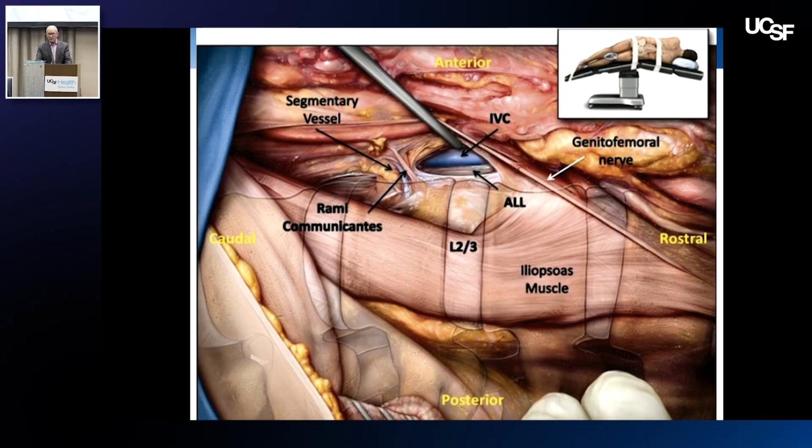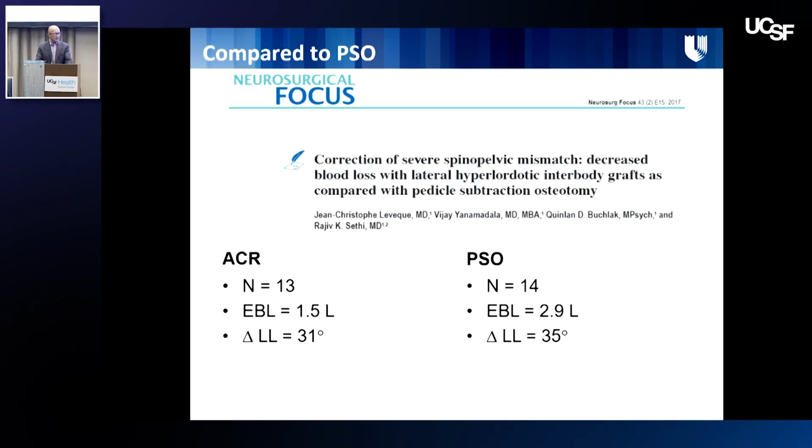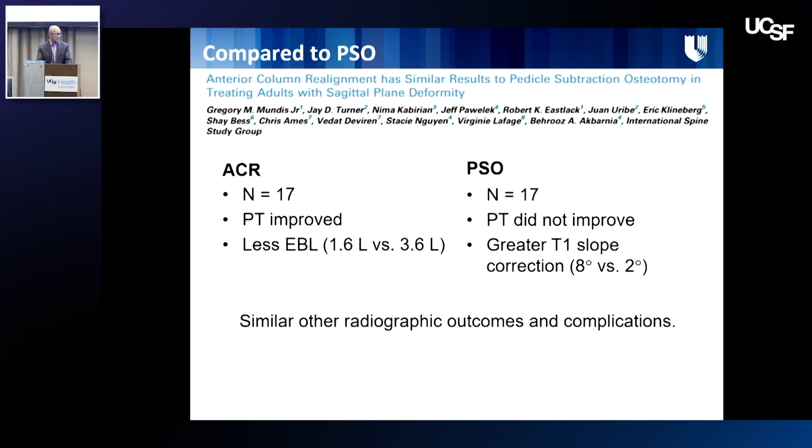But with radiographic improvements of 20 or 30 degrees, a lot of comparisons have been drawn between ACR and PSO. This is a paper out of Virginia Mason with J.C. Levesque and Raj Sethi, who's here, comparing just a small series of patients, ACR versus PSO. You can see similar radiographic accomplishments, about improvements of 30 to 35 degrees of lumbar lordosis, but much less blood loss with ACR. And this out of the ISSG, where Chris and Vedat were co-authors. Similar results, essentially equivalent radiographic outcomes, much less blood loss with the ACR.